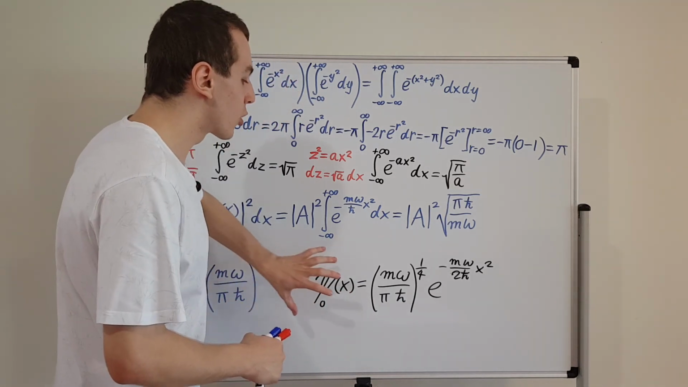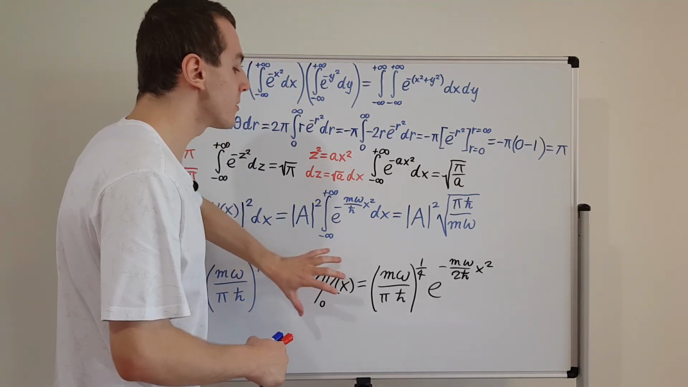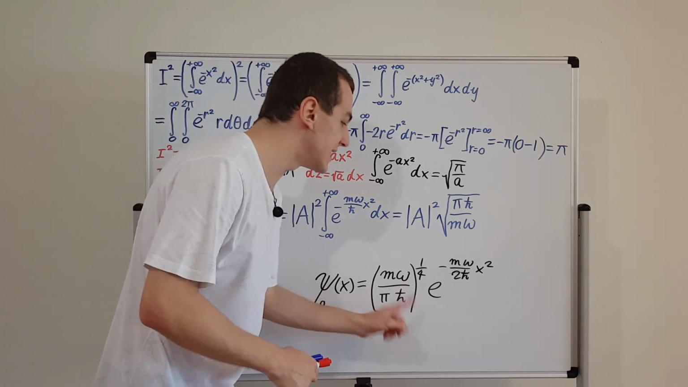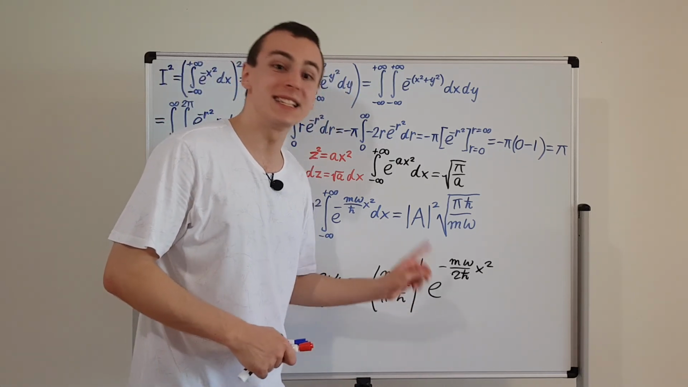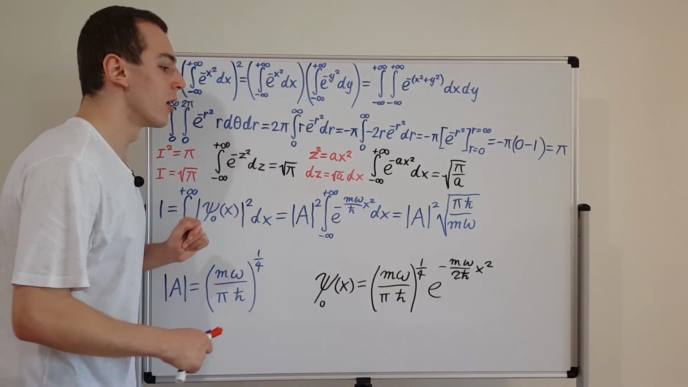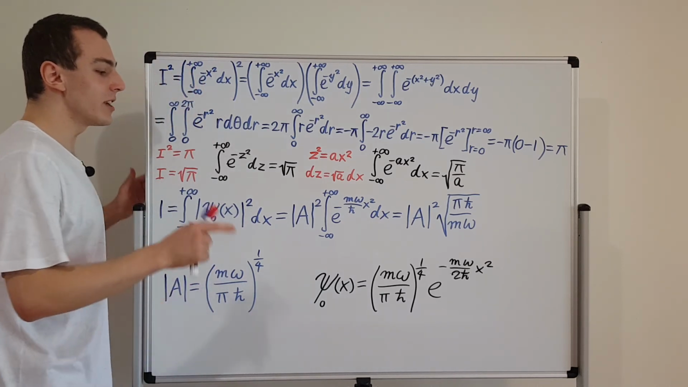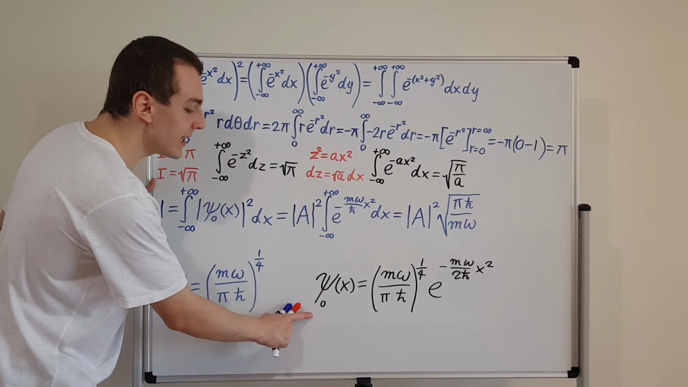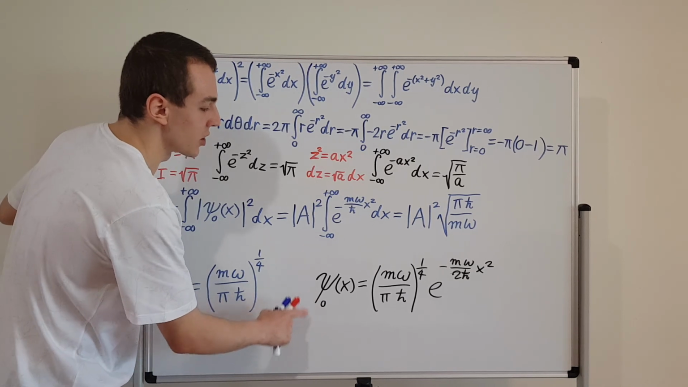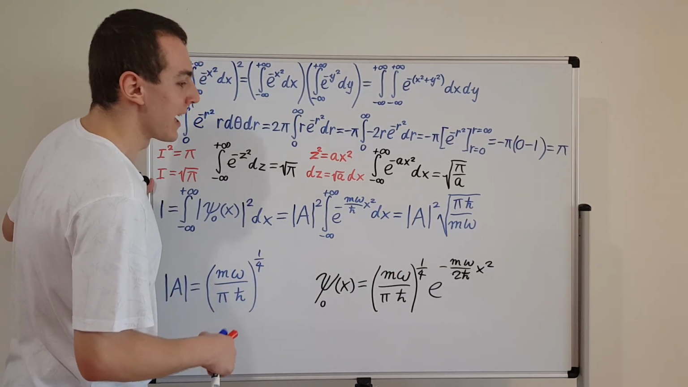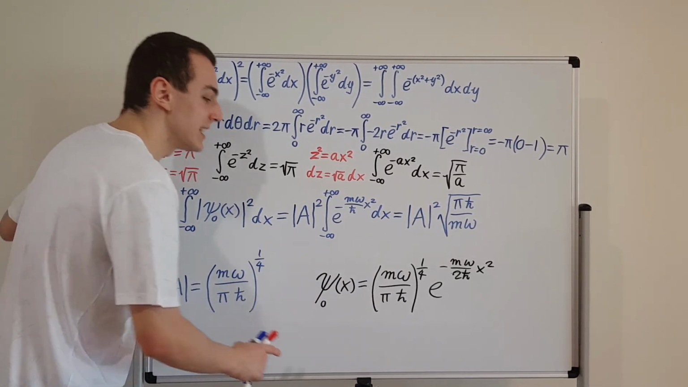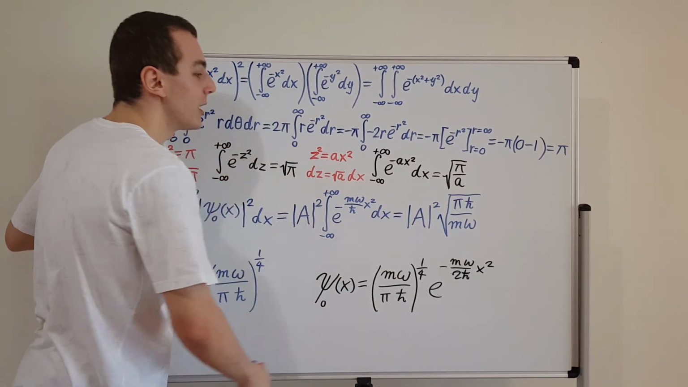So this is the ground state wave function of the quantum harmonic oscillator in the position representation. It has a similar form in the momentum representation. And in the next video, we're going to find the excited states of the harmonic oscillator. And it's going to be very interesting. We're going to see this normalization coefficient appearing again.